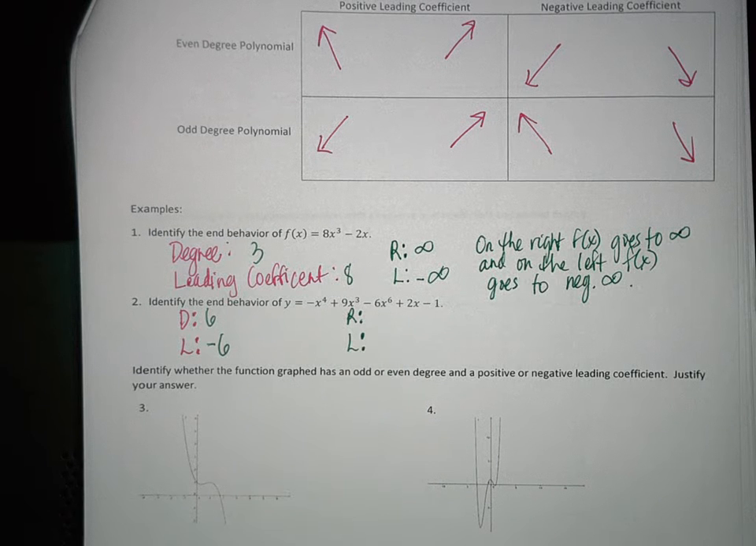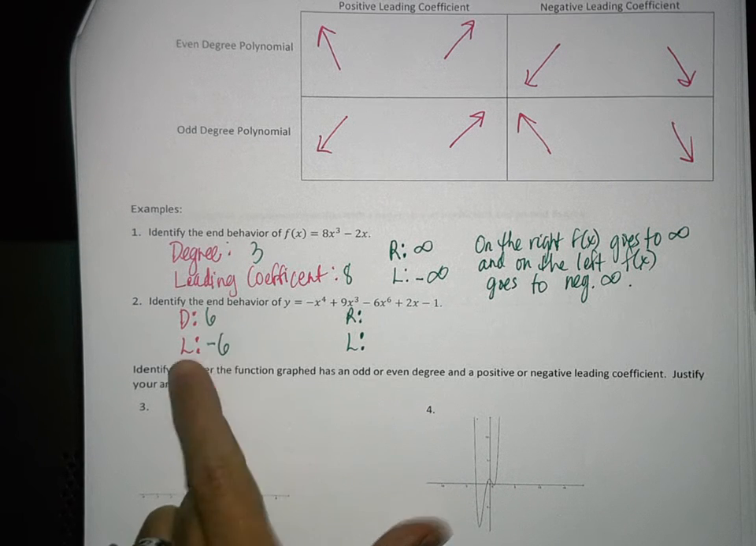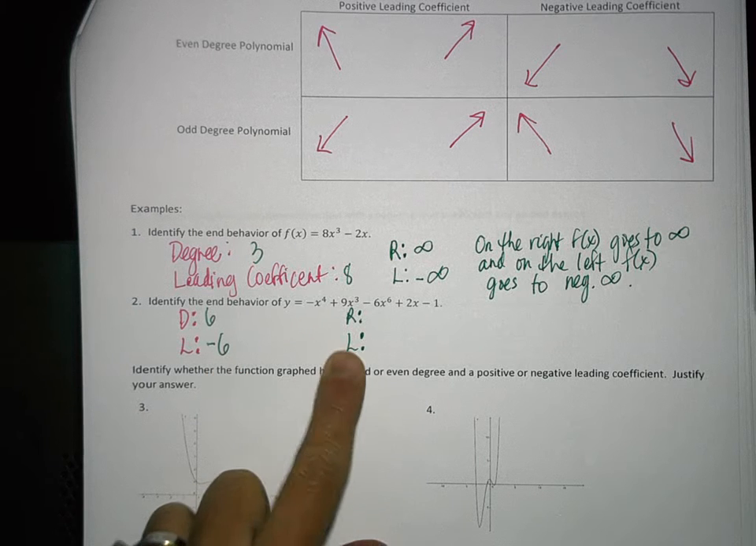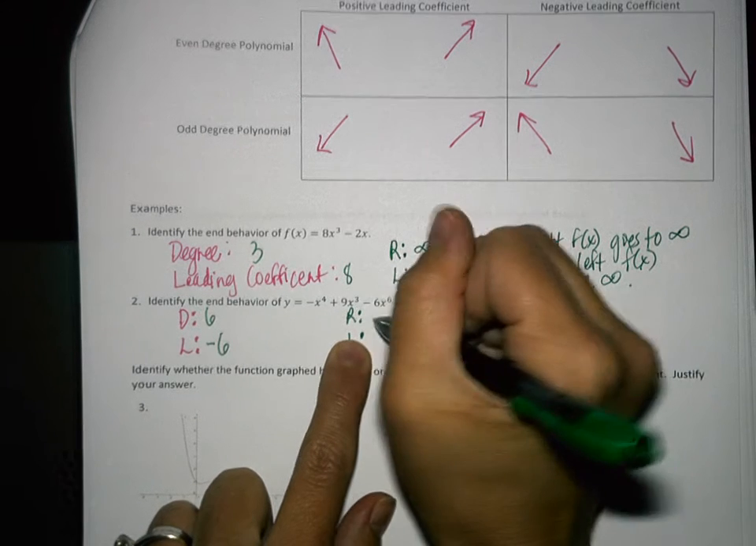Very good. Okay. So, based on this information, what is my right end behavior? Destiny, based on what we know with the degree being even and the coefficient being negative, do you know what my right end behavior is? Negative infinity. And why? How do you know that?